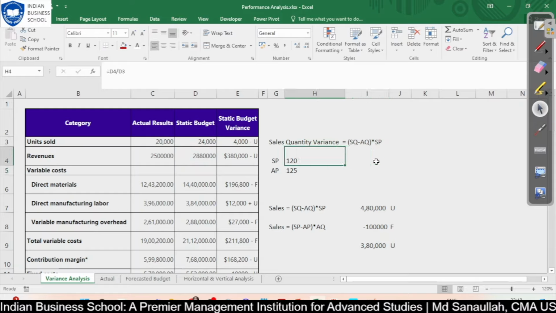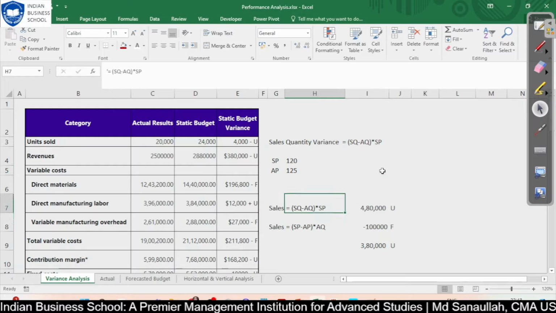So the company wanted to sell every product at 120 rupees, and then what is the actual price? How will you get the actual price? Total revenue divided by total actual quantity sold, so you will get 125. What does this mean? Simply, we have sold the product at a higher price compared to what we decided, so this is a good indication.